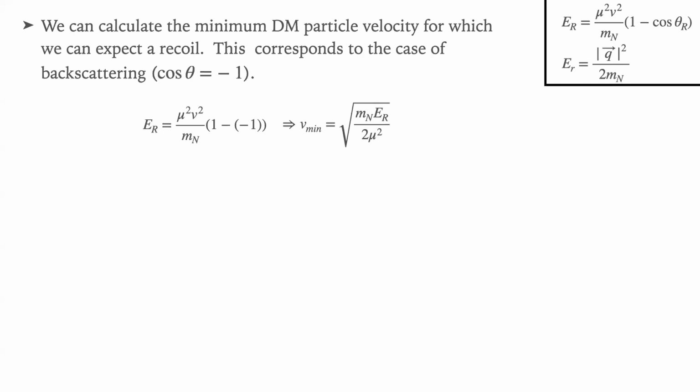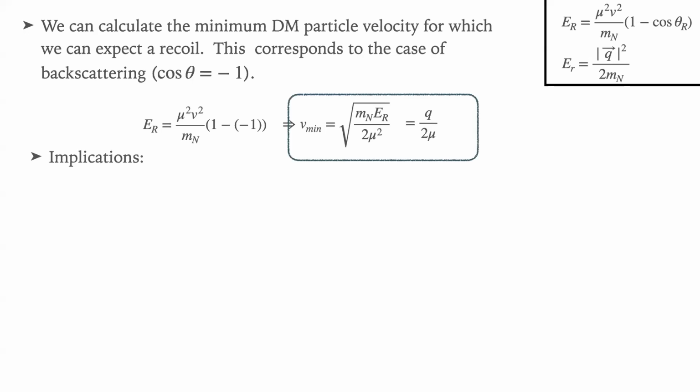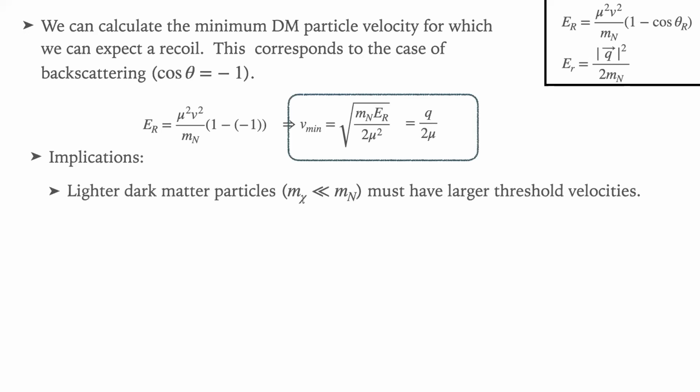All right, and so I'm just circling that. Okay, so this has a few implications. The first one is that lighter mass dark matter particles, so if the mass of our dark matter is much less than the mass of our nucleus, must have larger threshold velocities. So the lighter your dark matter, the faster it needs to be moving in order for us to register something in the detector that we can actually measure.